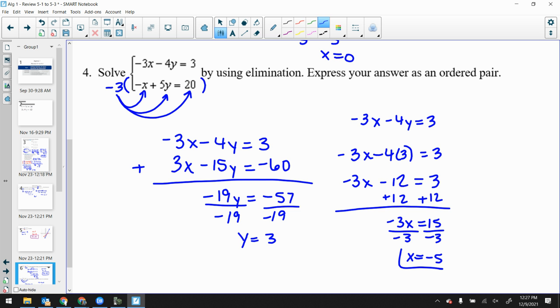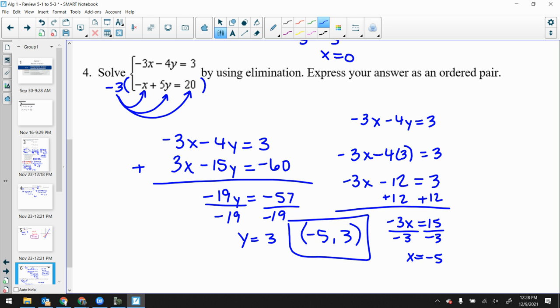I don't want to box that. That's not my answer. The coordinate is my answer. So my solution is negative 5, 3. So that's elimination. That is showing you the 3 types of solving: graphing, substitution, and elimination. Okay? You will have to do one of each type on your quiz tomorrow.